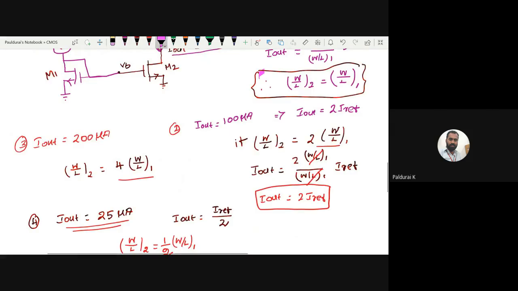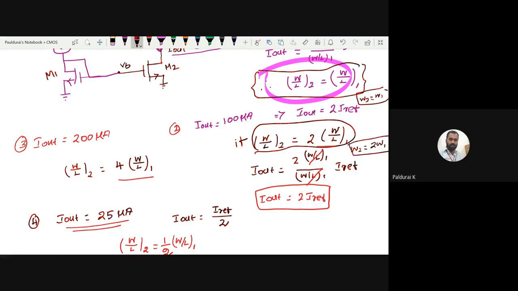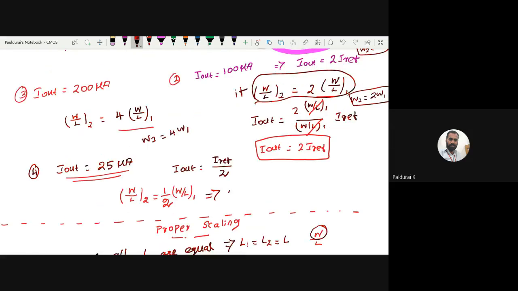Here, width of 2 is equal to width of 1. These two are equal. Here, what is the conclusion? Width of 2 equals 2 times width of 1. Here, width of 2 equals 4 times width of 1. Here, width of 2 equals half of the times width of 1. So that is the meaning.